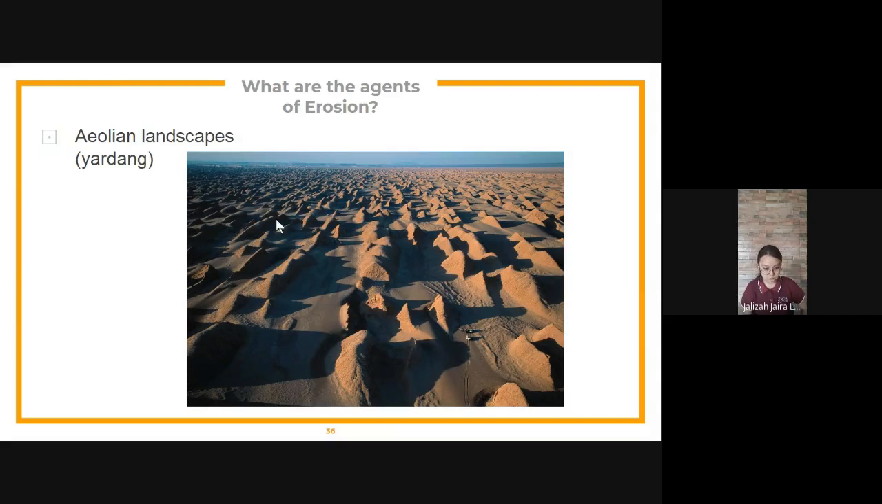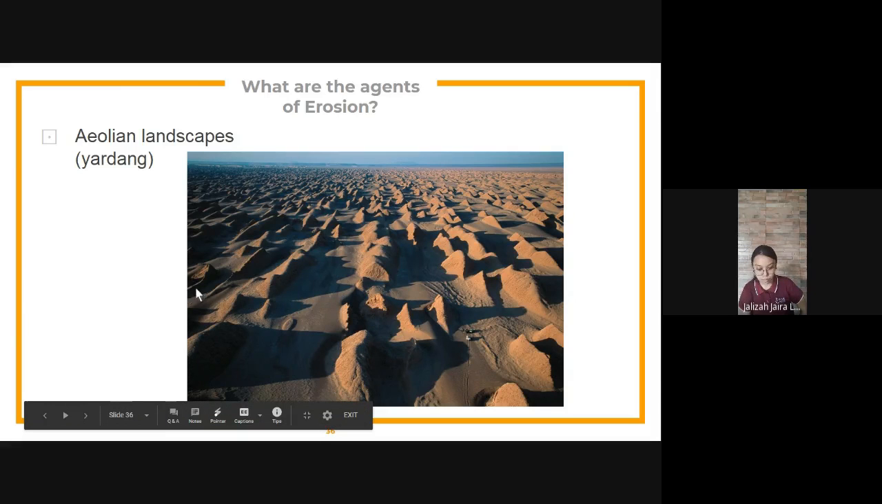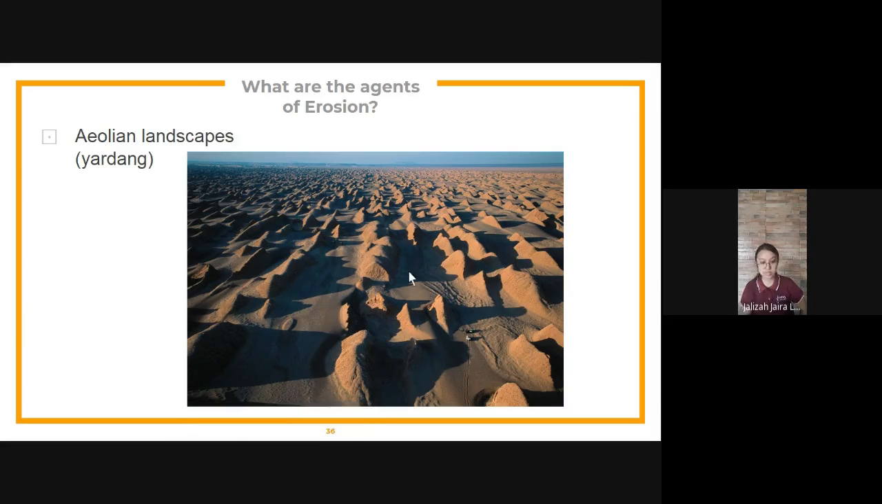So we also have these aeolian landscapes, or the winds. So here, this is an example of a yardang. Yardangs are usually structures that are made by the winds themselves. So these are the areas that are constantly exposed to wind. That's why they're shaped like that.